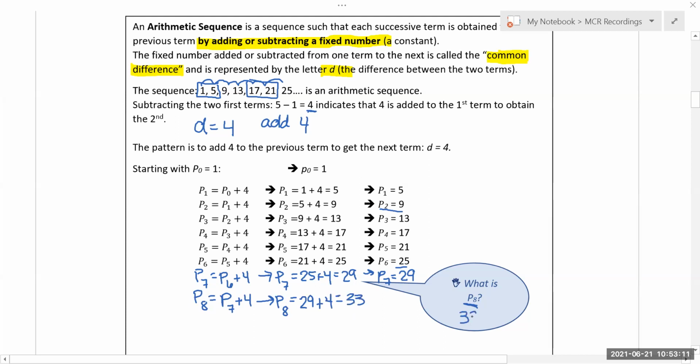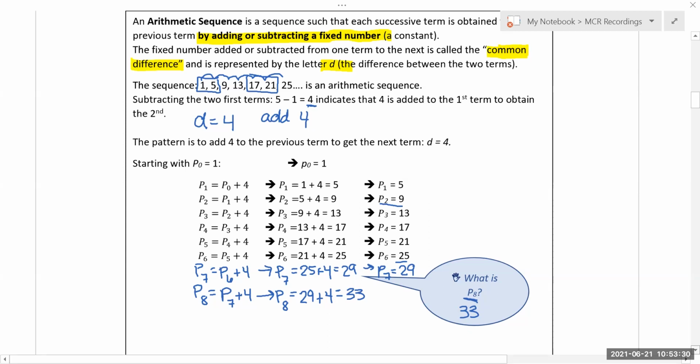So P8 is 33. Do you have to do all that every time? No, you could write them out pretty quickly. You could come over and say, okay, after 25, I have 29, and I have 33. So just make sure you're following the pattern.